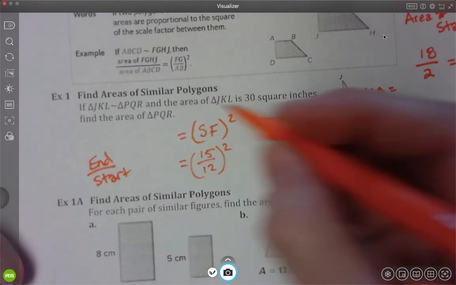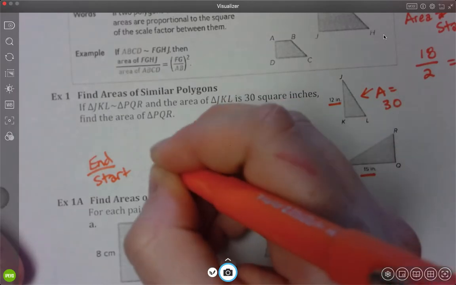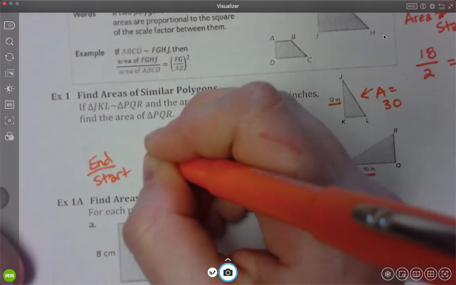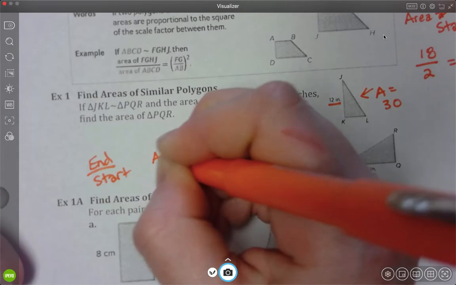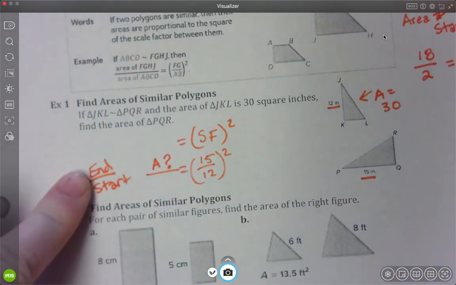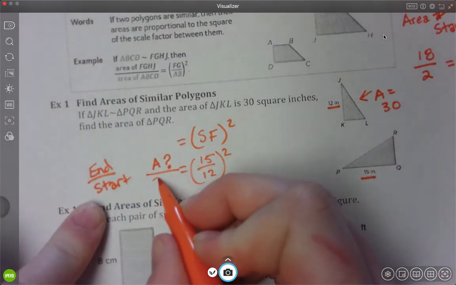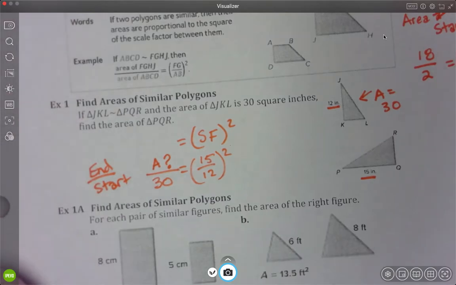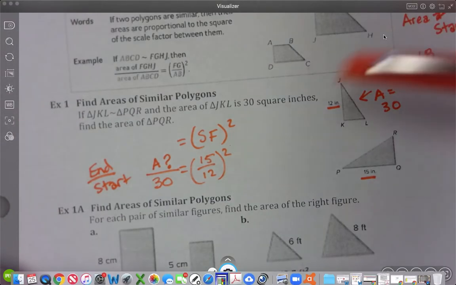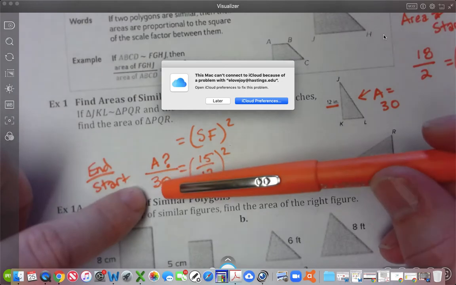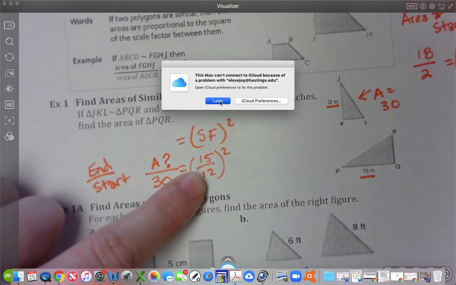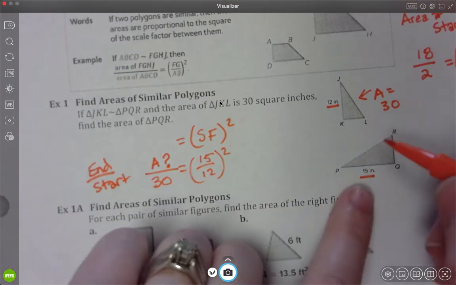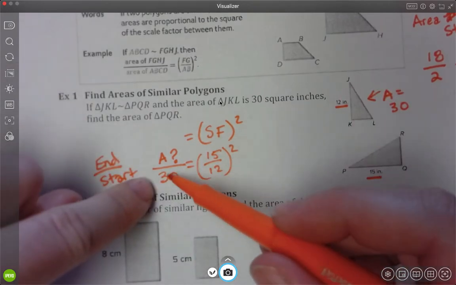So ending one, let's call this area question mark. We don't know the ending guy, but we do know the starting guy. We know that the starting guy is 30, okay? So I have this set up. End over start equals the scale factor squared. Okay, we figured out our scale factor. End over start squared.